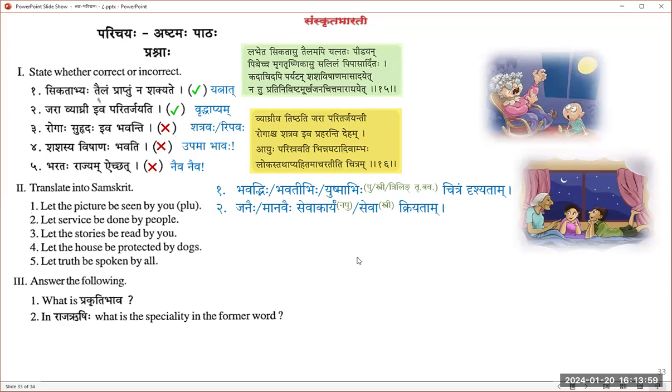Patyatam only we have to write, no? Because it's kata. No. Patyantam, sorry, bahuvachana. Kataha patyantam. Stories, plural. Patyantam, yeah. So tvaya kataha patyantam. So let the house be protected by dogs. So shunakaihi griham rakshatam.